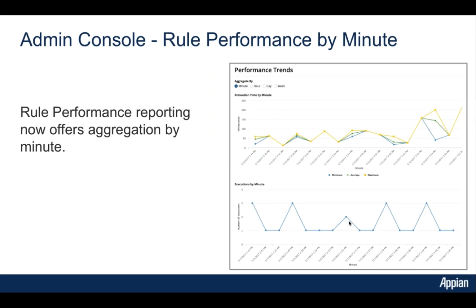If you navigate over to the rule performance, you'll also notice that there are by-minute calculations for rule performance logging. Simply toggle aggregate by minute, and you'll see much more granular detail of the overall rule performance of individual rules inside the system from the admin console.